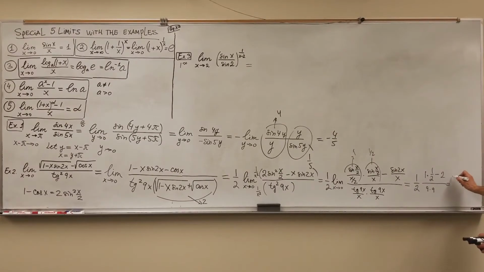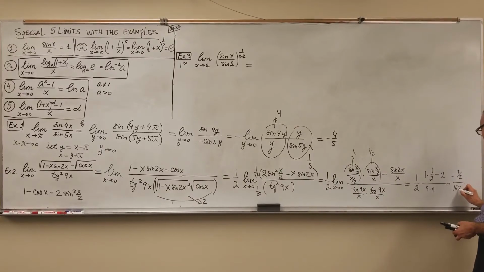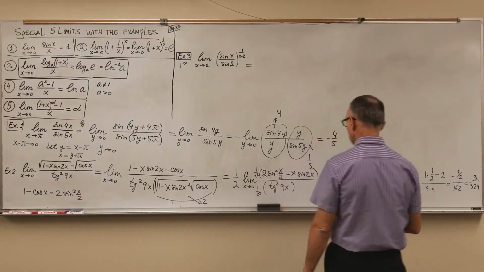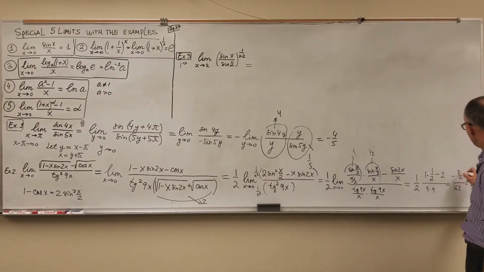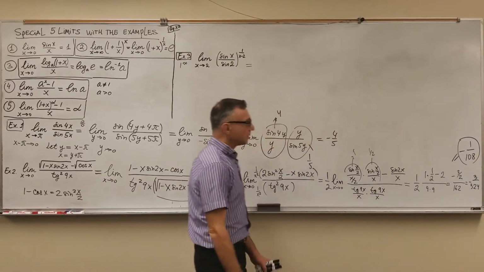This is minus 1/2 minus 2 is minus 3/2, and 2 by 81 over 81 by 2 is 162. So in other words, it's minus 3 over 324. You can reduce that fraction, and it's equal to minus 1 over 108. Yeah, you can just reduce this fraction, and the answer is minus 1 over 108.